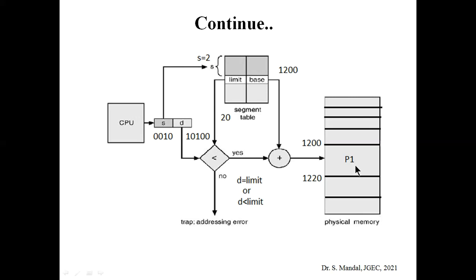If d is not less than or equal to limit, then there will be an addressing error, known as a trap. In that scenario the respective segment will not be loaded into the physical memory or main memory. Like this we can convert the logical address into the physical address in case of segmentation.